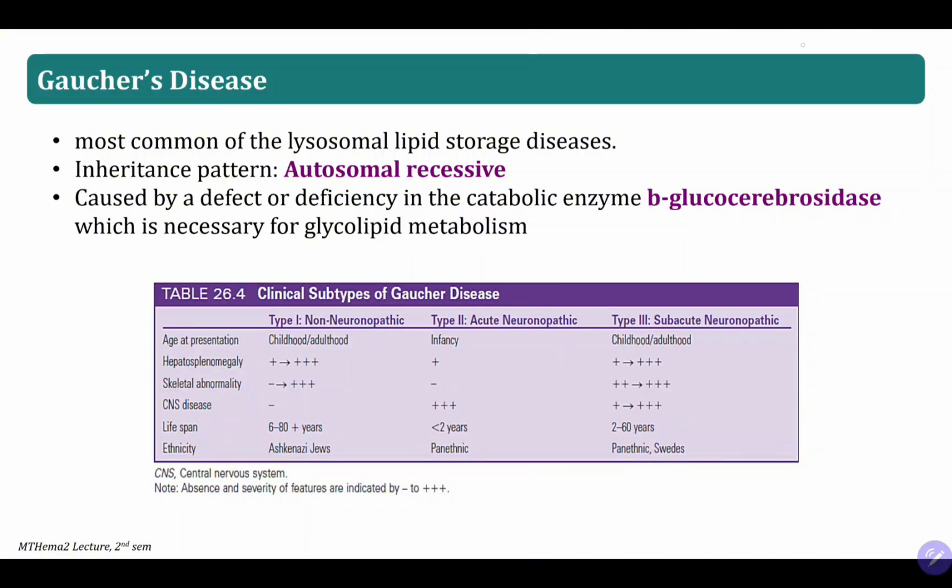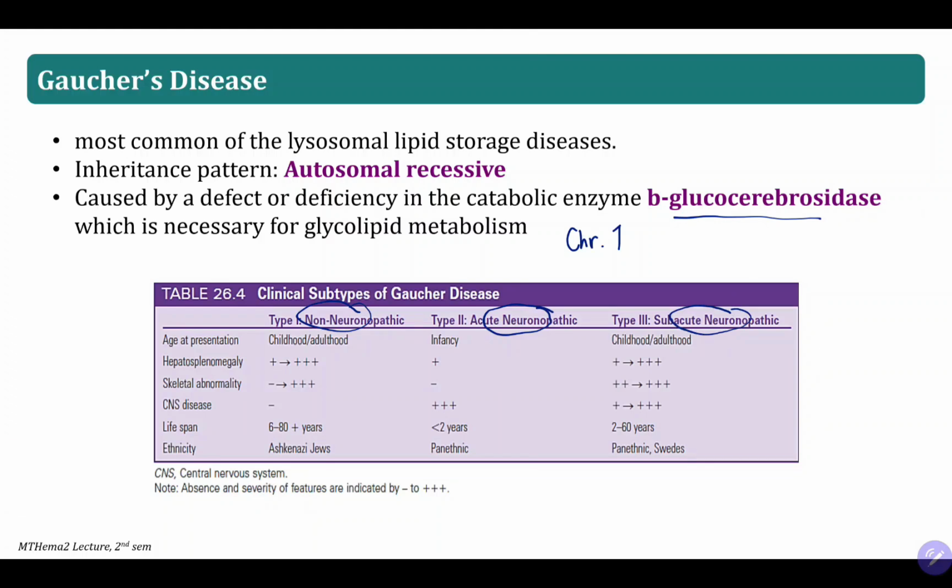Next, we have your Gaucher's disease. Your Gaucher's disease is the most common of the lysosomal lipid storage diseases, and its inheritance pattern is autosomal recessive. Now, this is caused by a defect or deficiency in the catabolic enzyme beta-glucocerebrosidase, which is important in the glycolipid metabolism. Now, the gene that is associated with this one is at chromosome 1. Now, there are 3 clinical subtypes of your Gaucher disease. You have your type 1, non-neuropathic, type 2, acute neuropathic, and type 3, subacute neuronopathic.